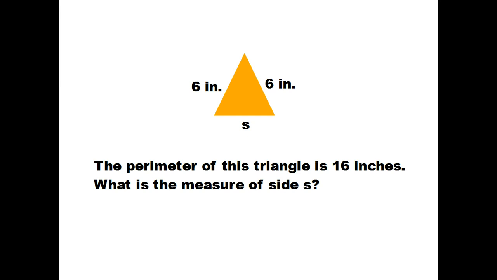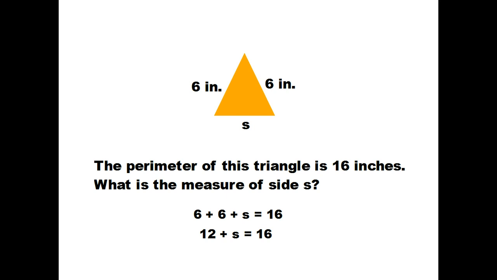So this says the perimeter of this triangle is 16 inches. What's the measure of side S? Well, they gave us the 6, but that bottom one there is missing. So I know that 6 plus some number will add up to a perimeter of 16. My problem is I've got to find out what that number is. Well, let's simplify this a little bit. Let's take our 6 plus 6 and add that to 12, so that now I've got 12 plus S equals 16.